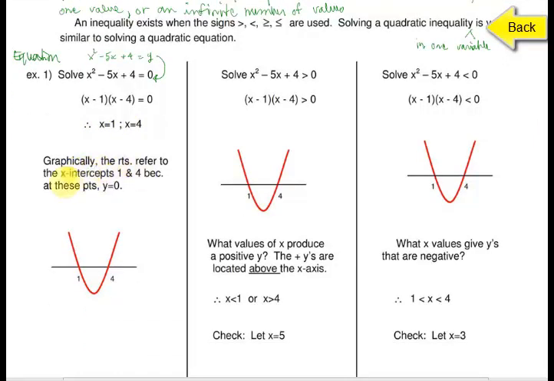So graphically, the roots refer to the x-intercepts 1 and 4 because at these points y is equal to 0, right? We're looking for x-intercepts. So we're just going to make a quick sketch of our graph. We know that our parabola will open up because a is positive, and our roots are at 1 and 4, so we'll just write that in. And so our solutions are at these 2 points.